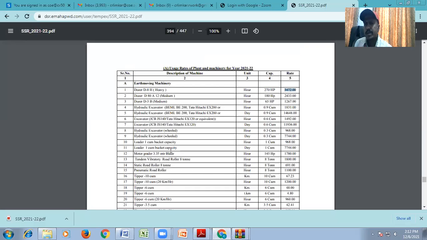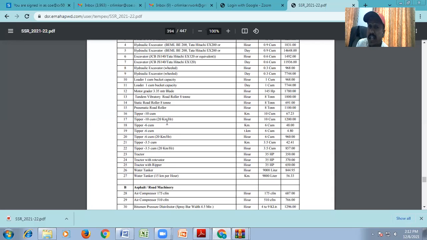You can visit your local construction site and just check the rates. What is the rate of the dozer, what is the rate of the excavator, what is the rate of the tipper. These are local words. The word tipper that we use, this is an English word actually. Okay, tipper having capacity 10 meter cube, running at a speed of 20 kmph, tipper having capacity 6 meter cube, having capacity 3.5 meter cube, tractor with rotavator, tractor with reaper, water tanker.